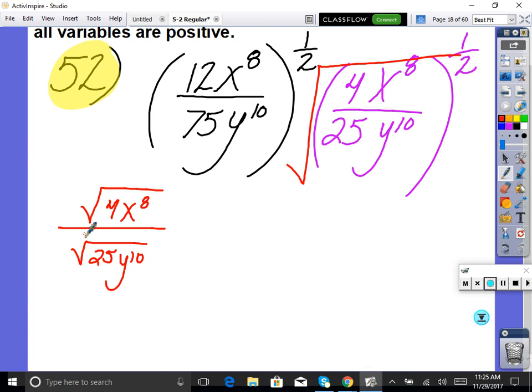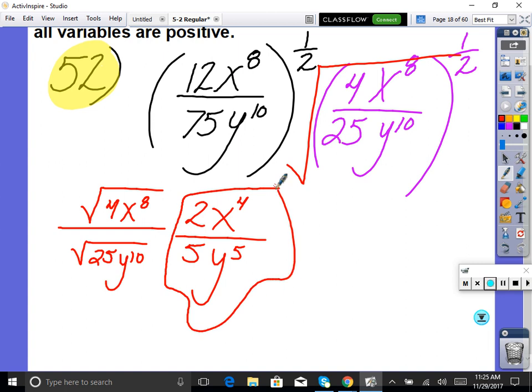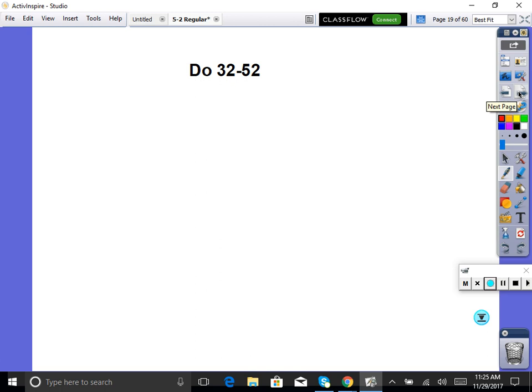Square root of 4x to the 8th is 8 divided by 2. And then square root of 25, 5. 10 divided by 2. Yep. 5y to the 5th. Okay. Do that section. 32 through 52.